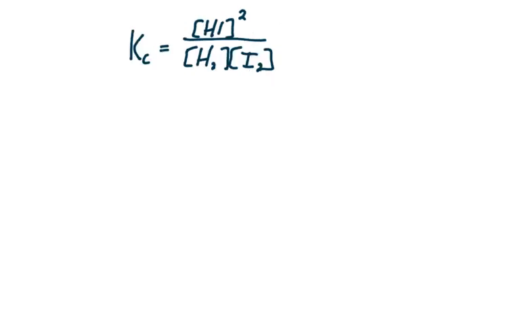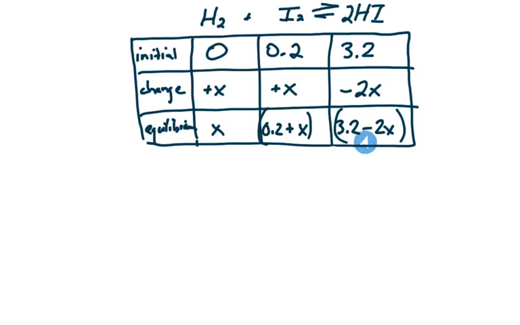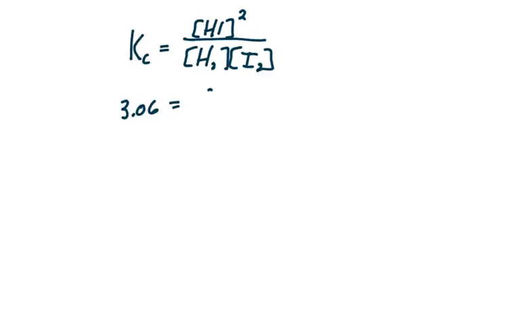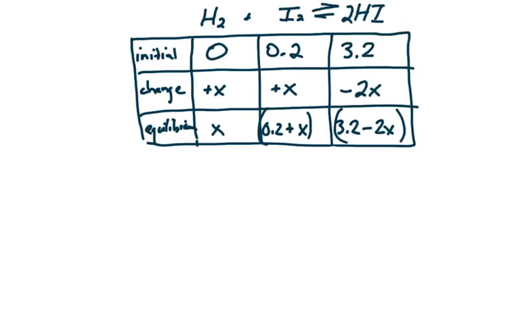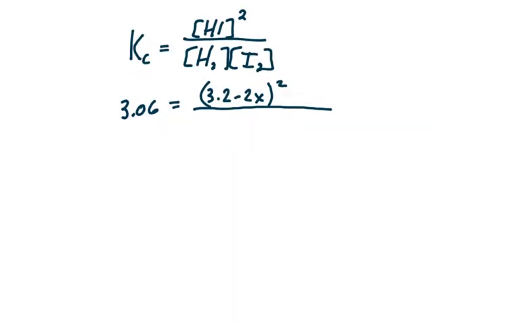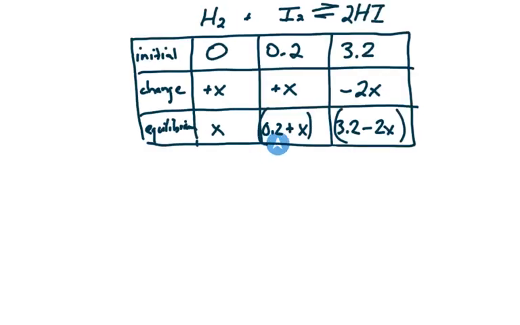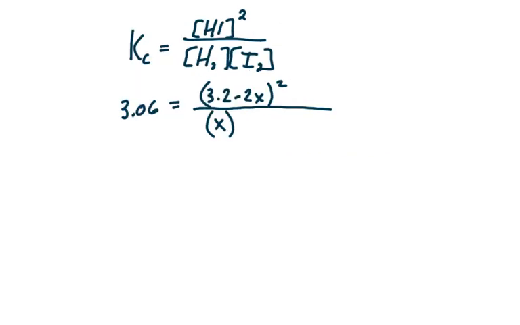So let's do that. K is 3.06. What is HI equal to? 3.2 minus 2x, so (3.2 minus 2x) squared, divided by H2, which is equal to x. So x times I2, which is 0.2 plus x. So at this point, we have our equilibrium constant expression.